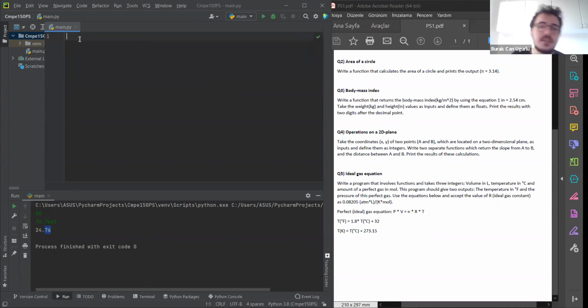So what does this question say to us? Take the coordinates in the form of x, comma y of 2 points, named A and B, which are located on a 2D plane, as inputs, and define them as integers. And we should write 2 separate functions which return the slope from A to B and the distance between A and B. And the results of these calculations should be printed after returning these values by calling them also with parameters.